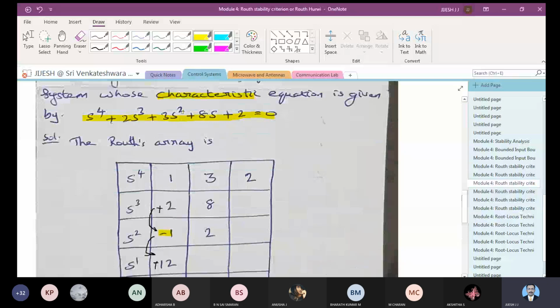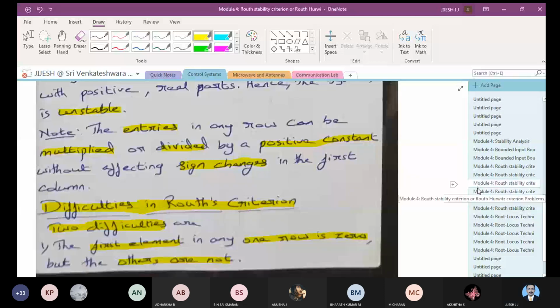It is not necessary that you should have a term like 3s square in between here. It can be s to the power of 4, s to the power of 3, 8s plus 2 also is possible, in those conditions where one of the terms will be 0. So that is what we are going to see: the first element in any one row is 0, but the others are not.